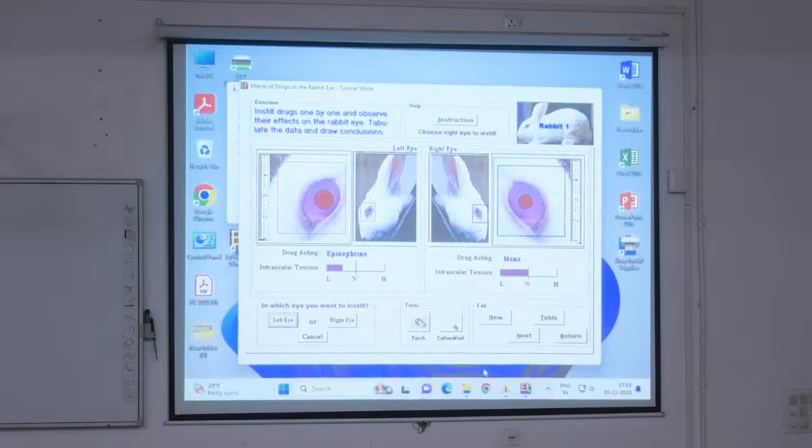How can we measure the corneal reflex? Corneal reflex means what? Blinking of the eye. How can it be measured? By touching the cotton wool to the cornea.